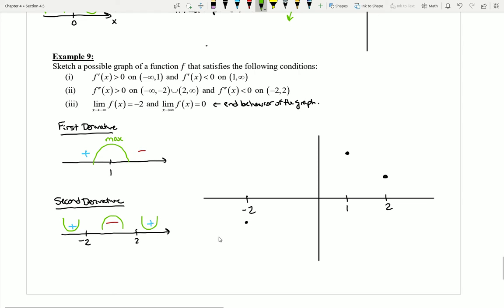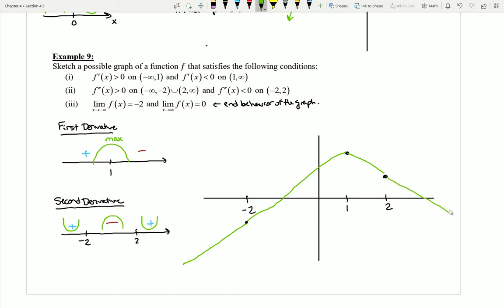So this is going to say that I should go ahead and have my graph be increasing from negative infinity all the way to 1. So I'm going to have a graph that's increasing, right? I go through this point, and then I go all the way up to here, increasing. Then I should go decreasing. So I decrease all the way to here, and then all the way down.